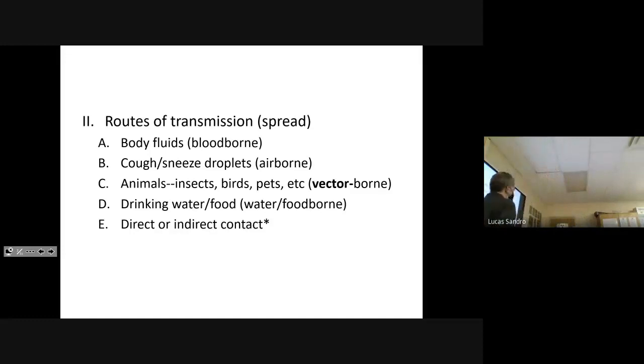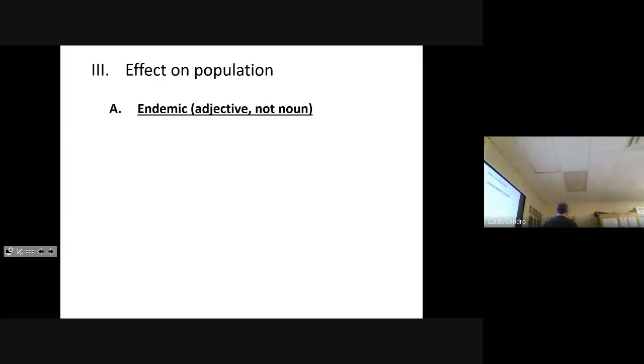Anyway, those are the routes, and there's one thing left, and that is how a disease is moving through a population, right? That's the other way to categorize the effect on a population. If there's a new word here, this is probably it: endemic. Endemic is not a noun. A disease is not an endemic. It's an adjective. A disease is endemic to a particular population.